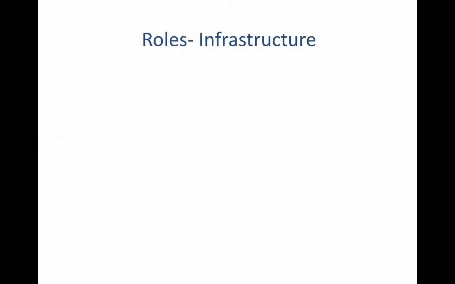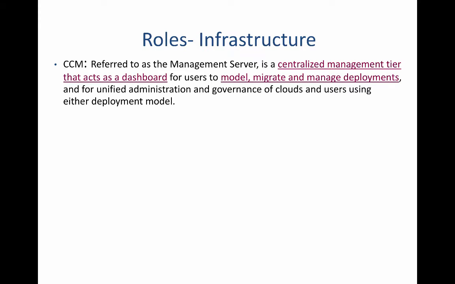Now, you saw the terms CCM, CCO, AMQP, and Guacamole. What does each component do? CCM, as it says, is a centralized management tier that acts as a dashboard. And what do you do there? Model, migrate, and manage deployments. You can have one CCM and you can have multiple CCOs.